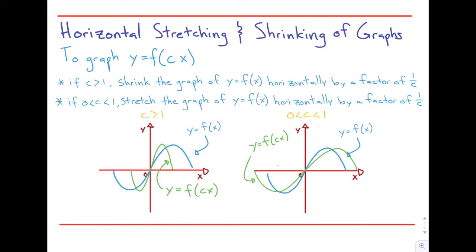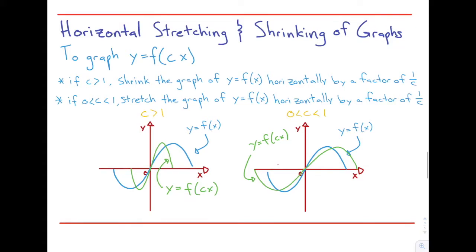So, in summary, horizontal stretching and shrinking of graphs. To graph y equals f of c times x, if c is greater than 1, you'll shrink the graph of y equals f of x horizontally by a factor of 1 over c. If c is between 0 and 1, you'll stretch the graph of y equals f of x horizontally by a factor of 1 over c. I think the 1 over c notation can be a little confusing, but just remember that depending on the size of c, it'll either take more units of x or fewer units of x to achieve the same x value as our original function f of x.